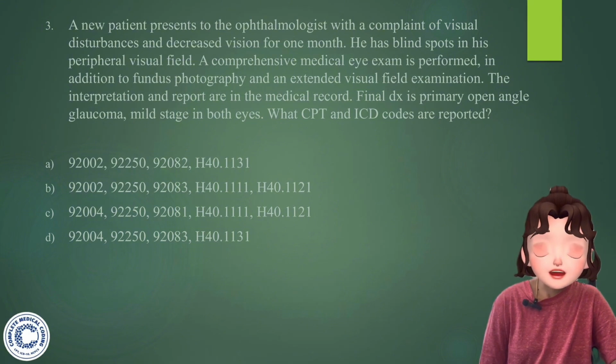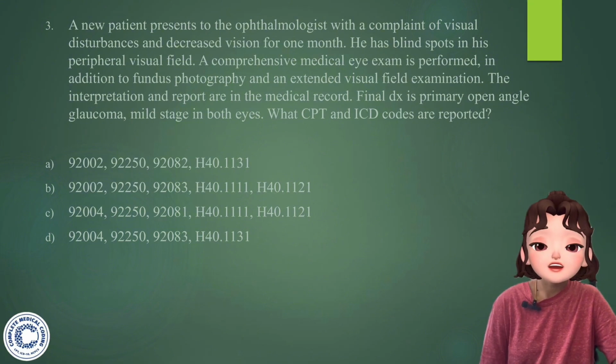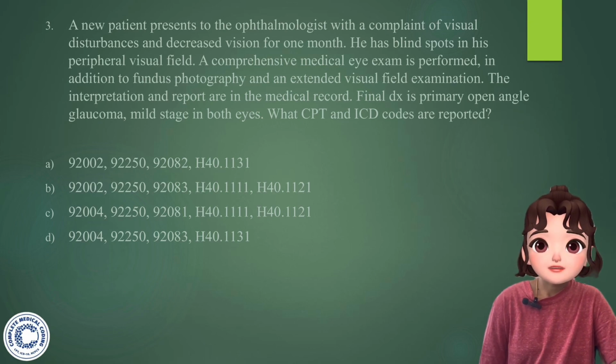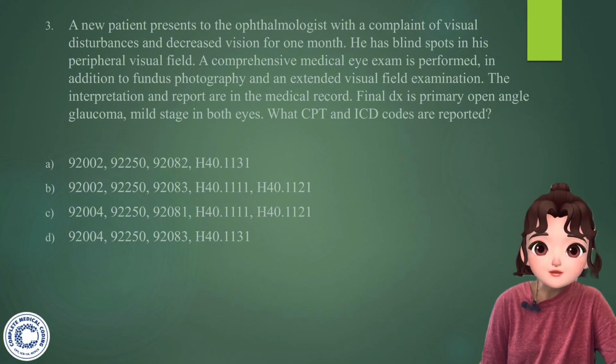What is 92002? Ophthalmological services, medical examination and evaluation with initiation of diagnostic and treatment program, intermediate, new patient. This is intermediate. Yes, this is a new patient, but intermediate. This is not comprehensive. So you don't have to go for the other codes. Okay, so go to option D. What is 92004? First you can find out this comprehensive code, then you can go with the other code.